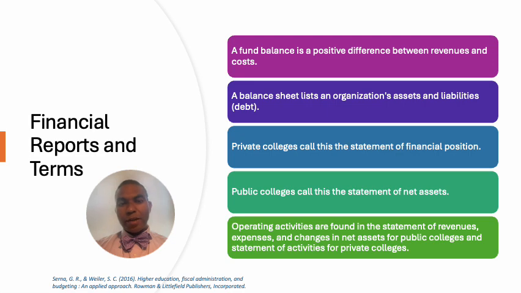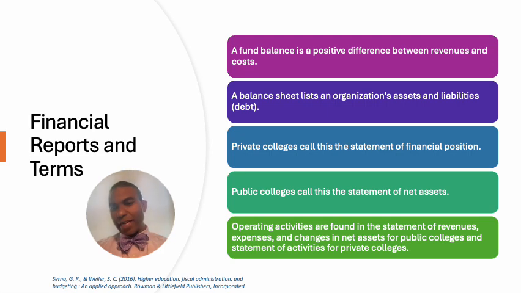So let's start with a little bit about terms that you'll see in finance as well as financial reports themselves. The first term you might see is fund balance. That typically is the difference between the revenues the institution collects and the costs. So if there's a difference, that essentially is the fund balance. If you have a positive fund balance, that means you have more revenues than costs.